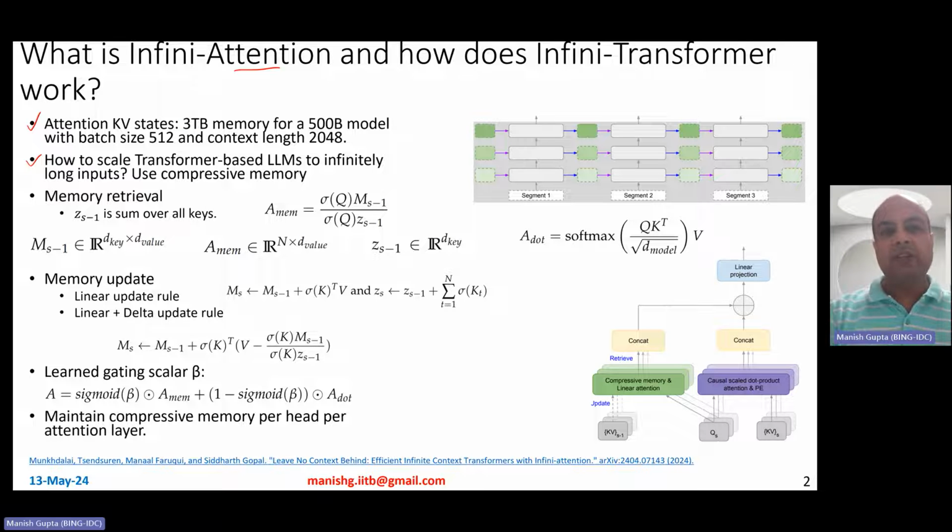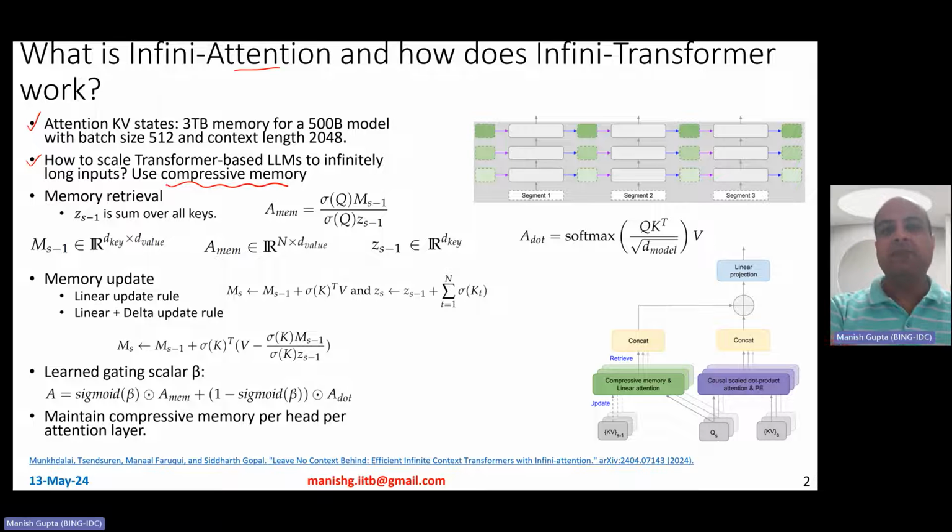So one way of obtaining this infinite context length flexibility is to use something called compressive memory. So what is compressive memory? Compressive memory is a way of storing the key value computations, all of these query into key transpose computations, for the past time steps and somehow being able to use them in future time steps.